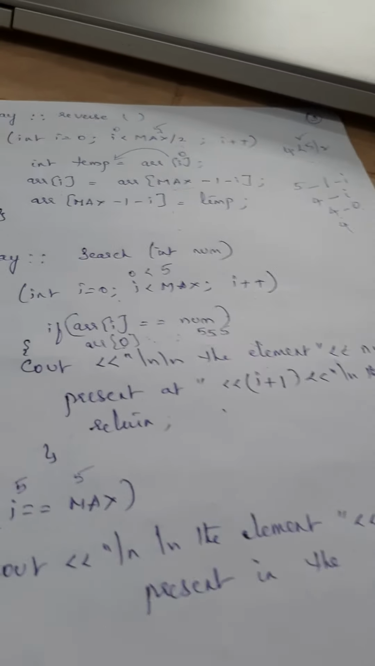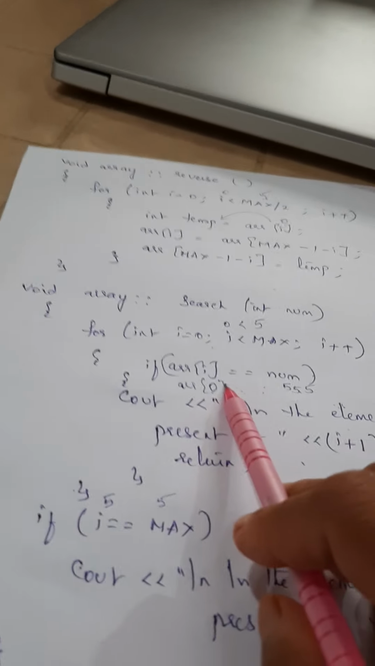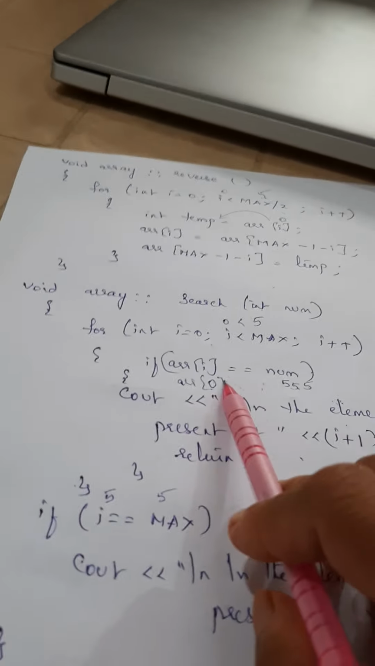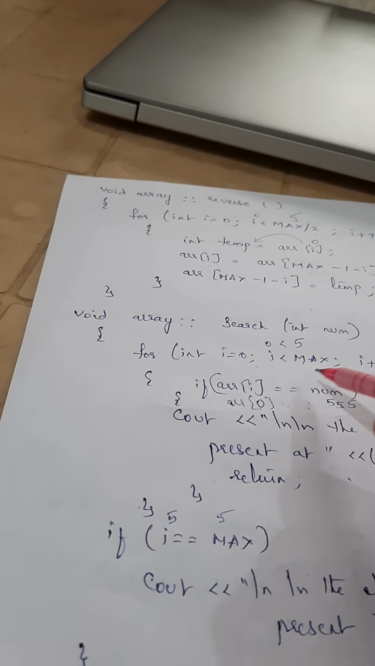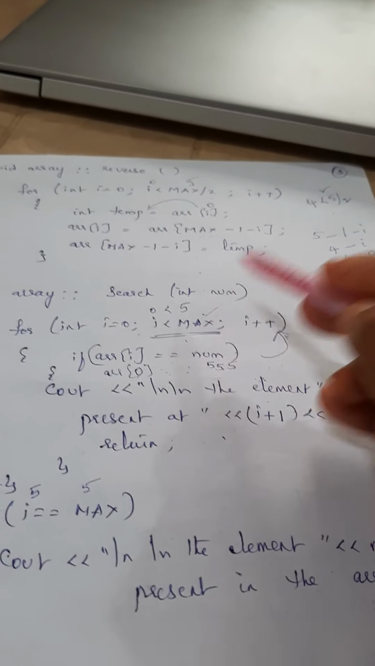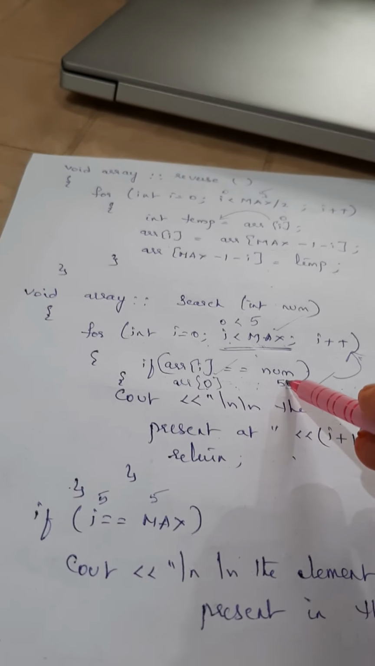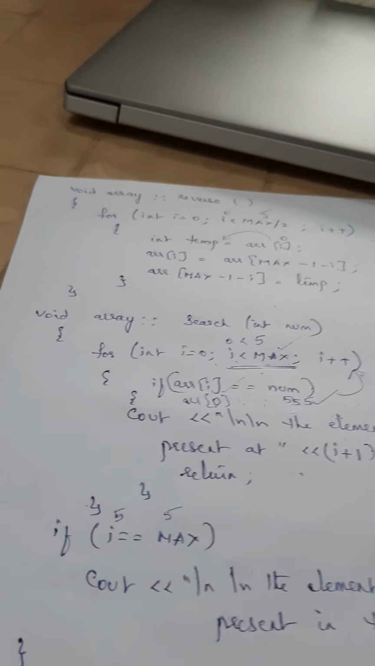You will end off with the main function. So here what is happening? Each and every time you have to check this condition: array of I is equal to number. Whatever number you are printing here, it should be equal, and this condition should get satisfied. If this condition is not satisfied, you will go on incrementing the I value until the condition gets satisfied. Then if I is less than max becomes true, and if array of I is equal to the number, if it finds the position of that particular number, then it will print the position.